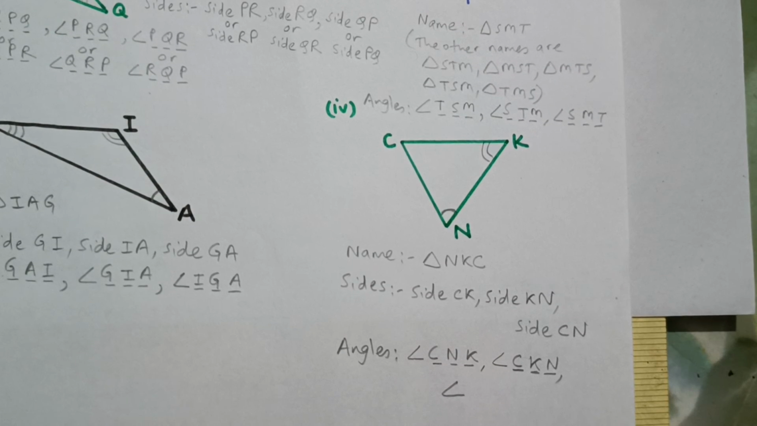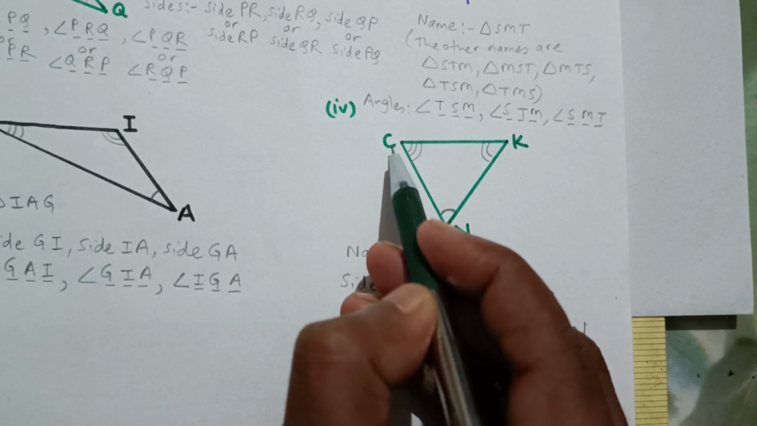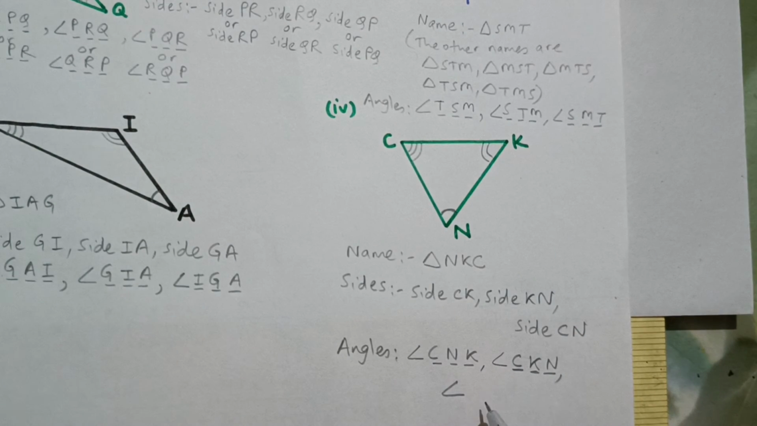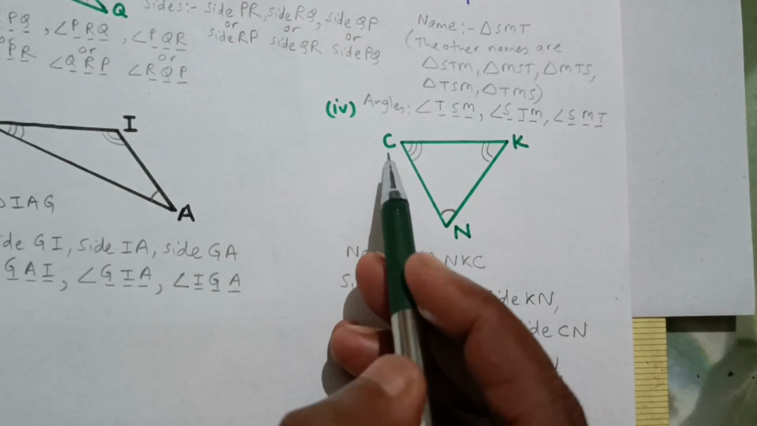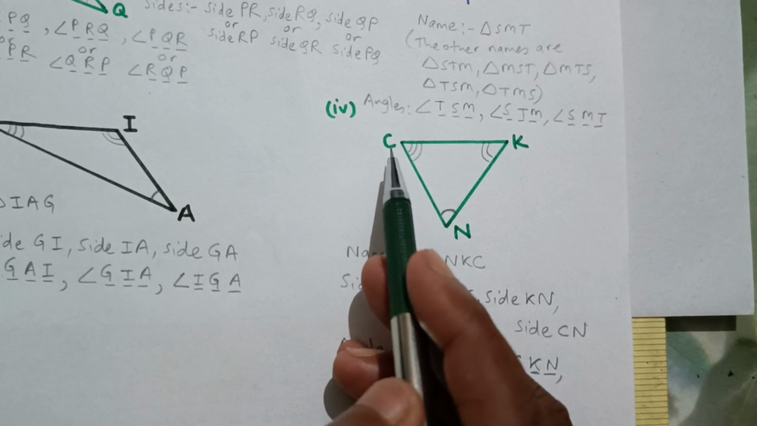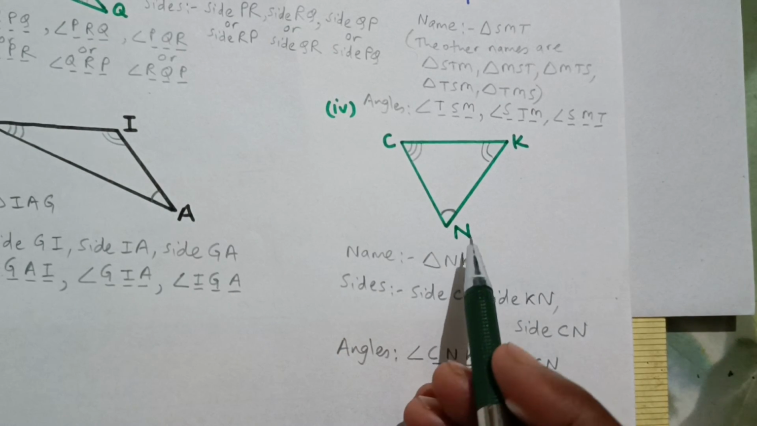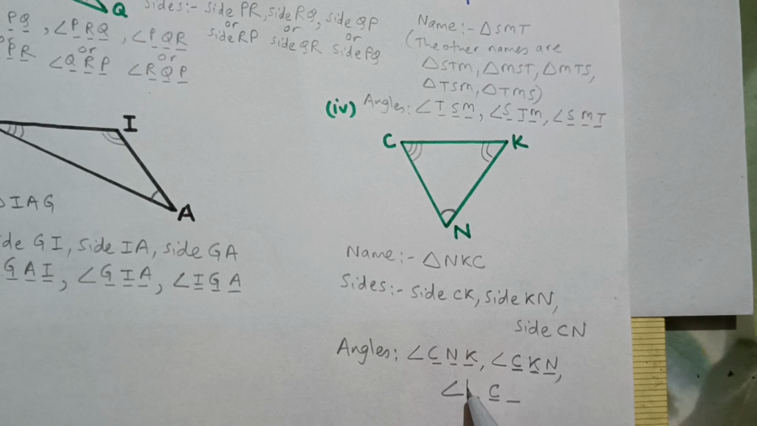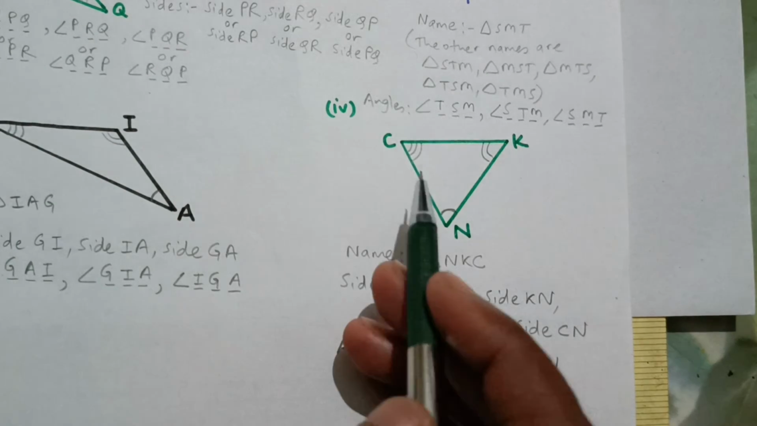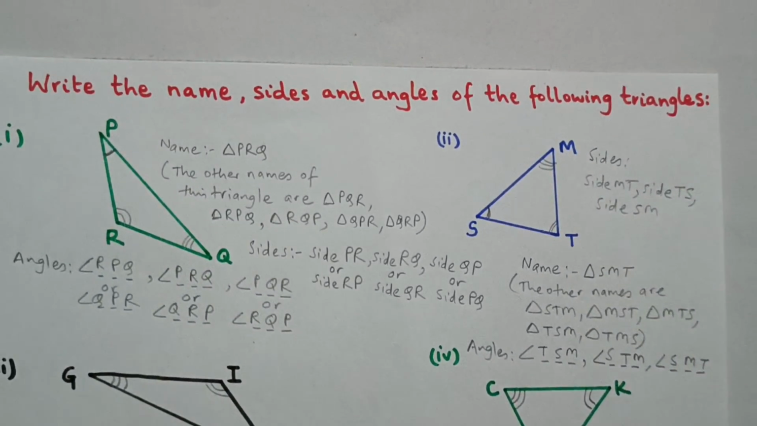And then the remaining angle is this angle. This angle is formed at the corner C or the vertex C. So out of the three letters, C will be the middle letter, because this angle is formed at corner C or vertex C. Now the other two letters are N and K. So I will write N over here and K over here. You could have written K over here and N over here. So this angle is angle NCK. And with that we have solved all the 4 questions in this question set.